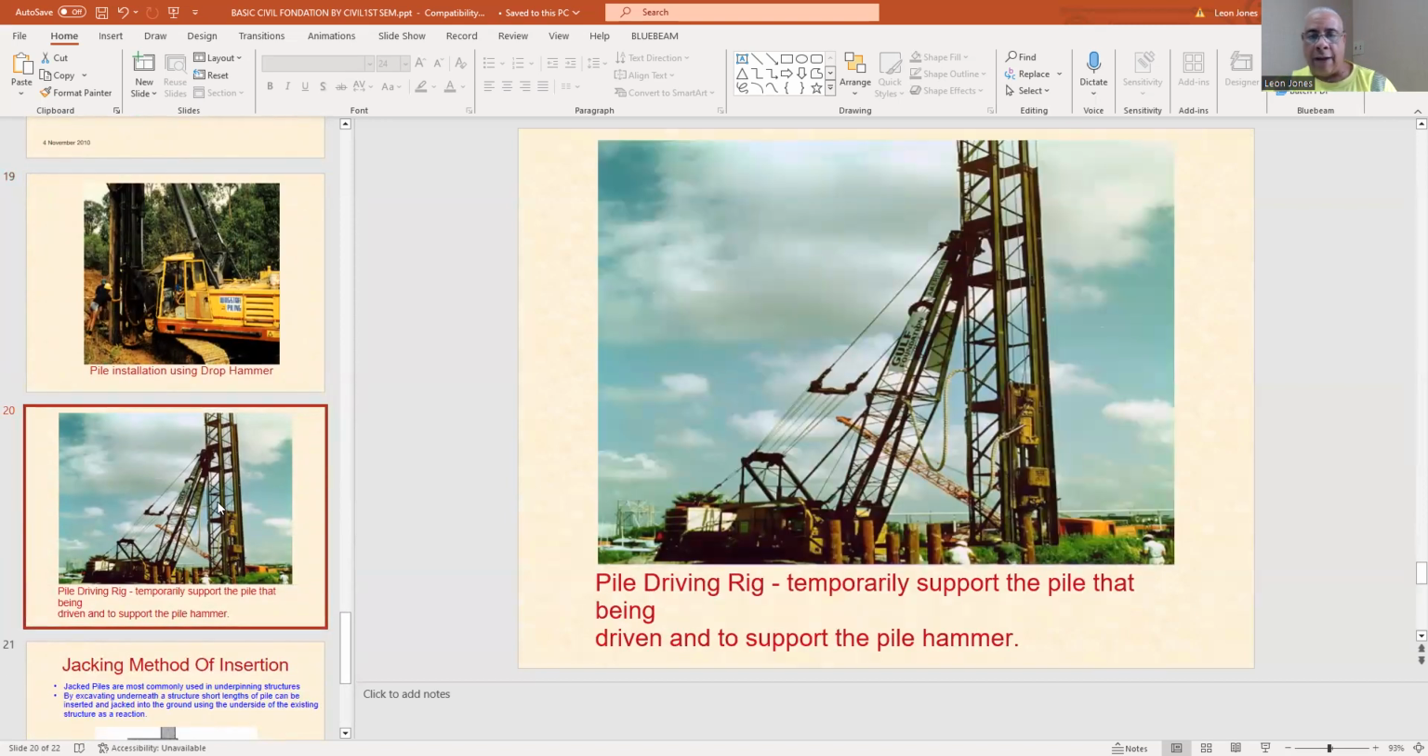And here's the pile driving rig. When you're driving a pile, there needs to be something to support that pile so it's going to go in straight or inclined. So they use a pile driving rig. It's a temporary support for the pile that's being driven.